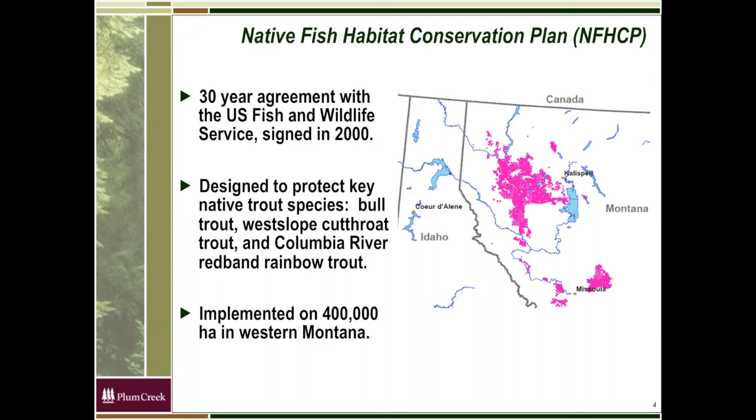We've since traded out or sold some of those lands that were originally in the 1.6 million acre project area. This currently is being implemented on 400,000 hectares in western Montana, and that's on our ownership as well as some other timber companies that have purchased our land there, and we were able to transfer the incidental take permit that allows us to implement this plan onto those ownerships, so they're implementing our plan as well.